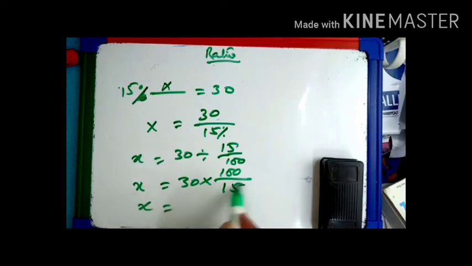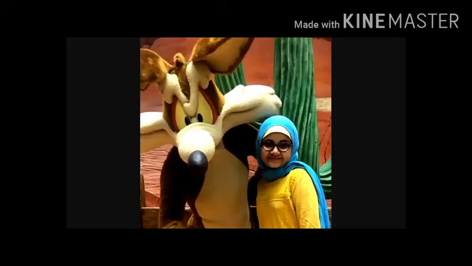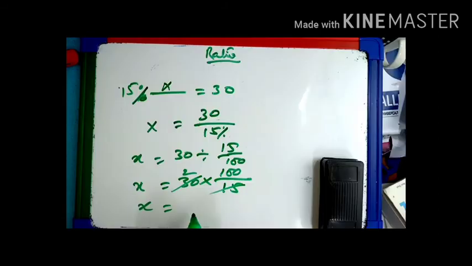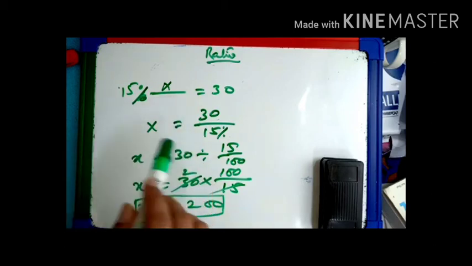Now 15 into 30. Yes. So 200 is the answer. Like this. You got it? Can you see the process? Okay. Write this process in your notebook, then I will change the screen and then you will do the question.